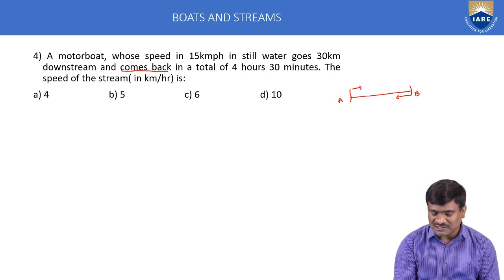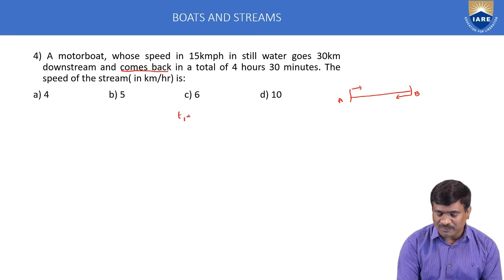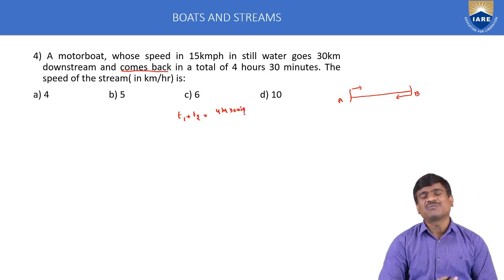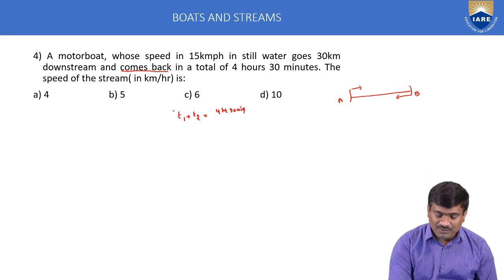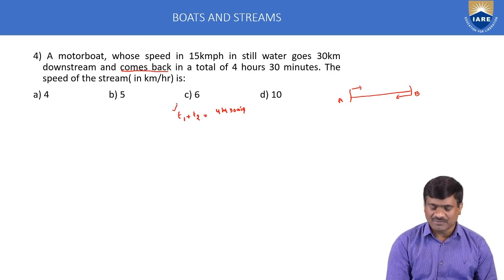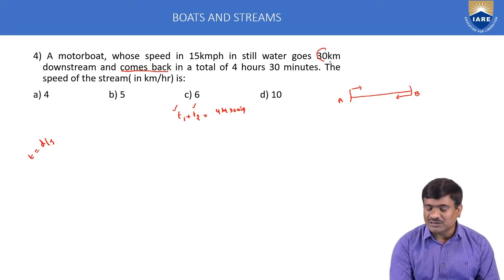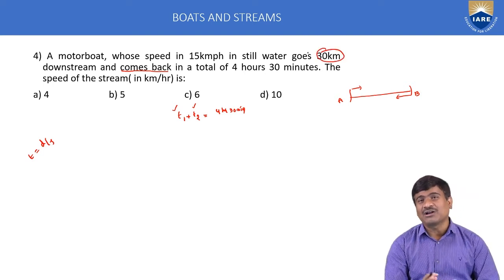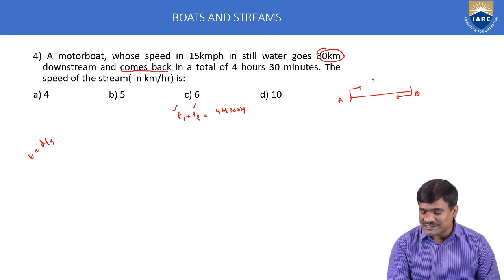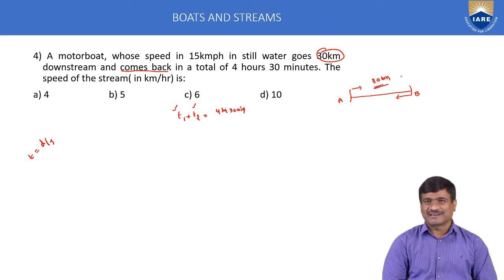The A to B time plus B to A time is equal to 4 hours 30 minutes. Total time is given, where T1 is the downstream time, or AB time, and T2 is the upstream time, or B to A time. But time is equal to distance by speed. The distance is constant, 30 kilometers downstream and upstream. The A to B distance is equal to the B to A distance, that is the 30 kilometers constant.